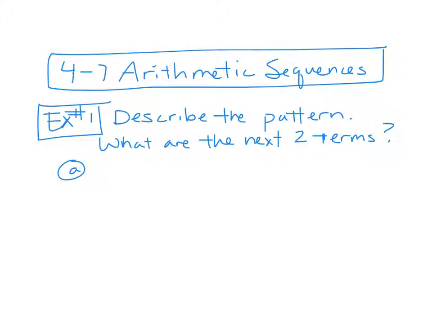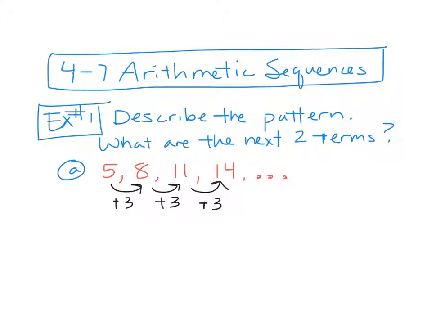So our first example here, you're going to describe the pattern and then figure out what the next two terms would be. So if I give you these numbers, we're going to start with 5, and then 8, and then 11, and then 14, and then... What we're looking for is what's the pattern? What's happening? They're going by threes. How by threes? You're adding 3. So here's the pattern: plus 3, plus 3, plus 3 to get to the next one each time.